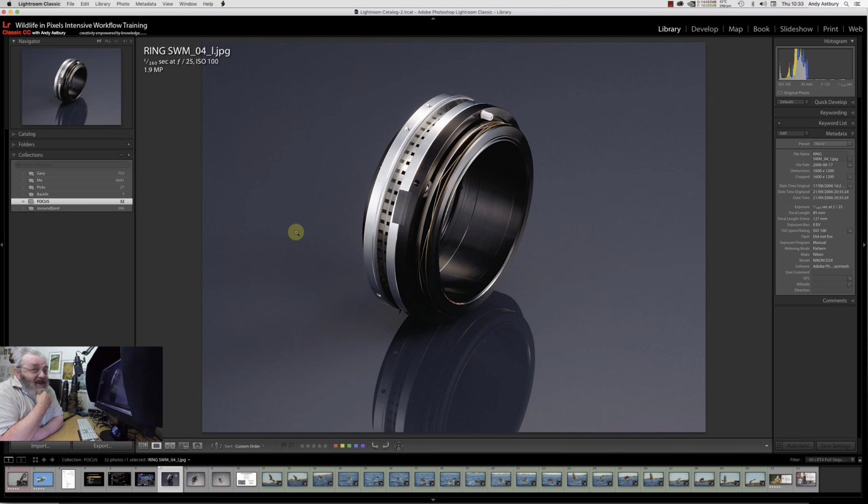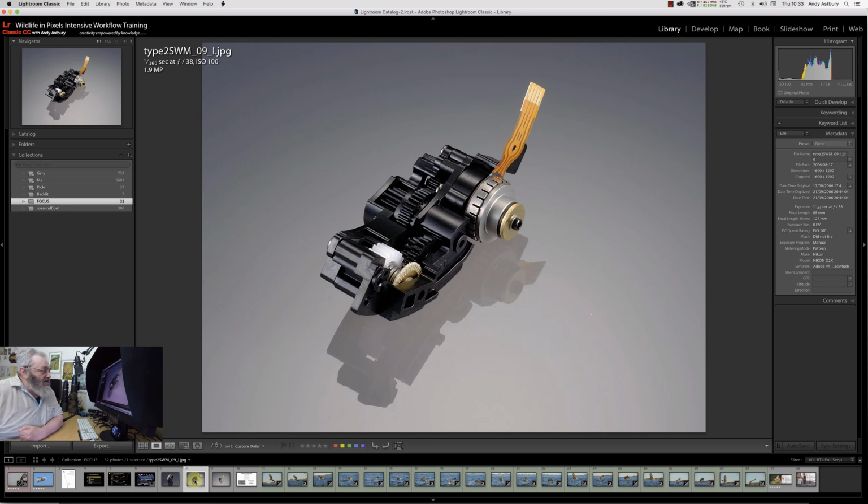But if you're a Nikon user, you will think you've got one of these, because it will be classed as what Nikon call a silent wave motor. The only problem is Nikon also classed that as a silent wave motor. So this is where I have a problem with Nikon.